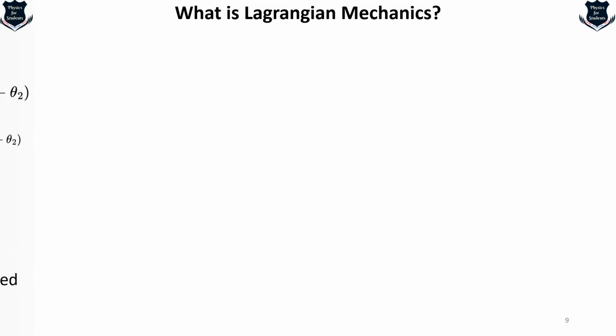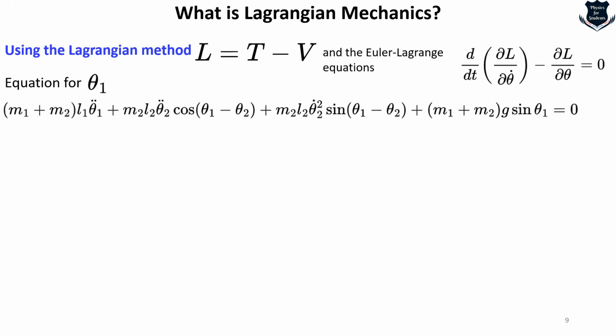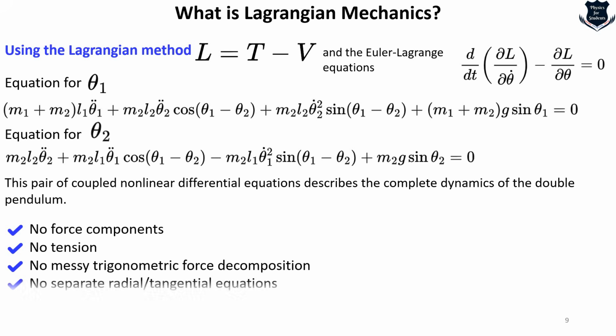Now, let us use the Lagrangian method to solve this double pendulum problem. Here you can see we will plug in the Euler-Lagrange equation. We will get one equation for theta 1, one equation for theta 2, and this pair of coupled nonlinear differential equations describes the complete dynamics of the double pendulum. I'm not going to explain the derivation, which you can look up in any classical mechanics book, but what is important is that here you can see there are no force components, no tension, no trigonometry that you need to solve, and there are no separate radial and tangential equations, which I showed you a few seconds back in Newtonian mechanics.